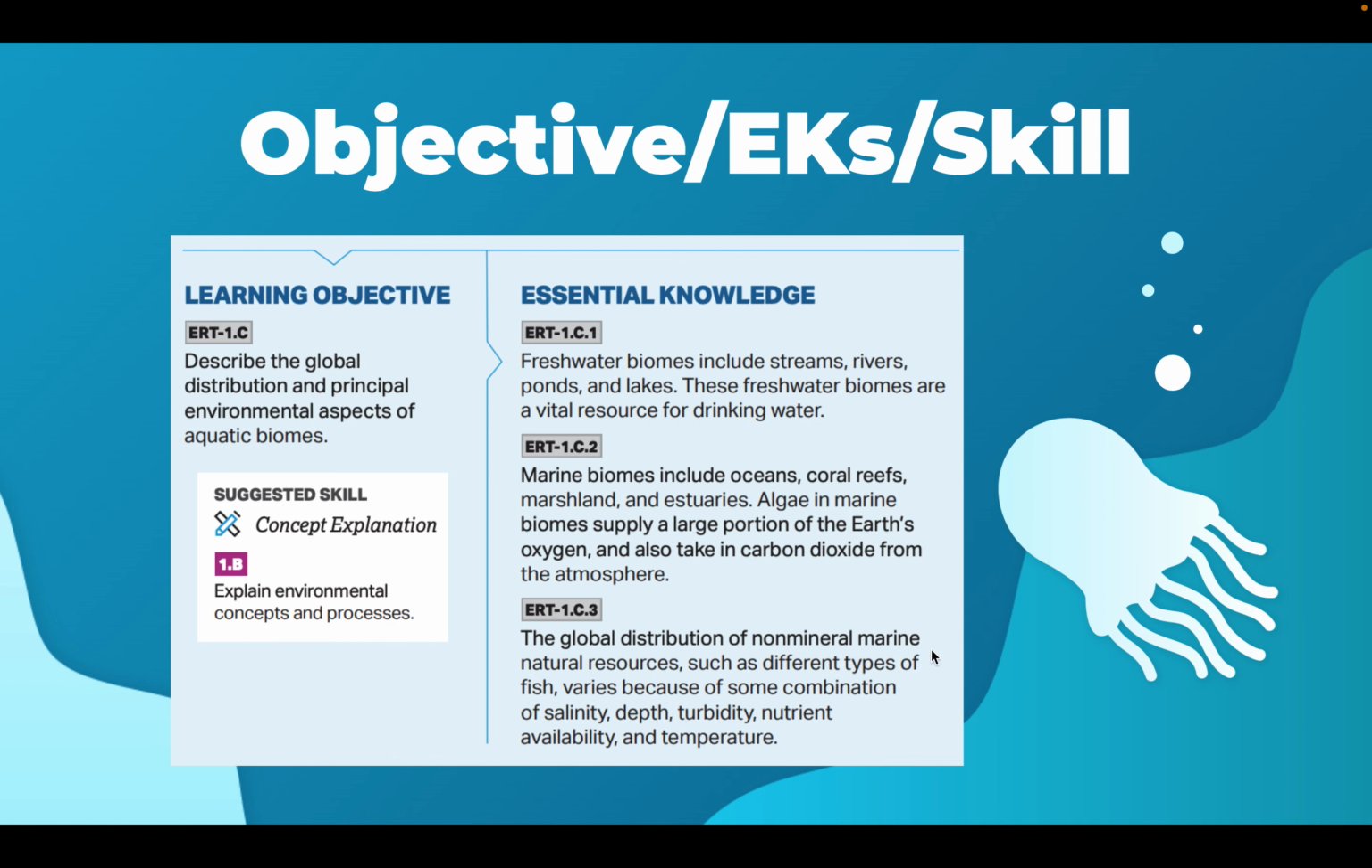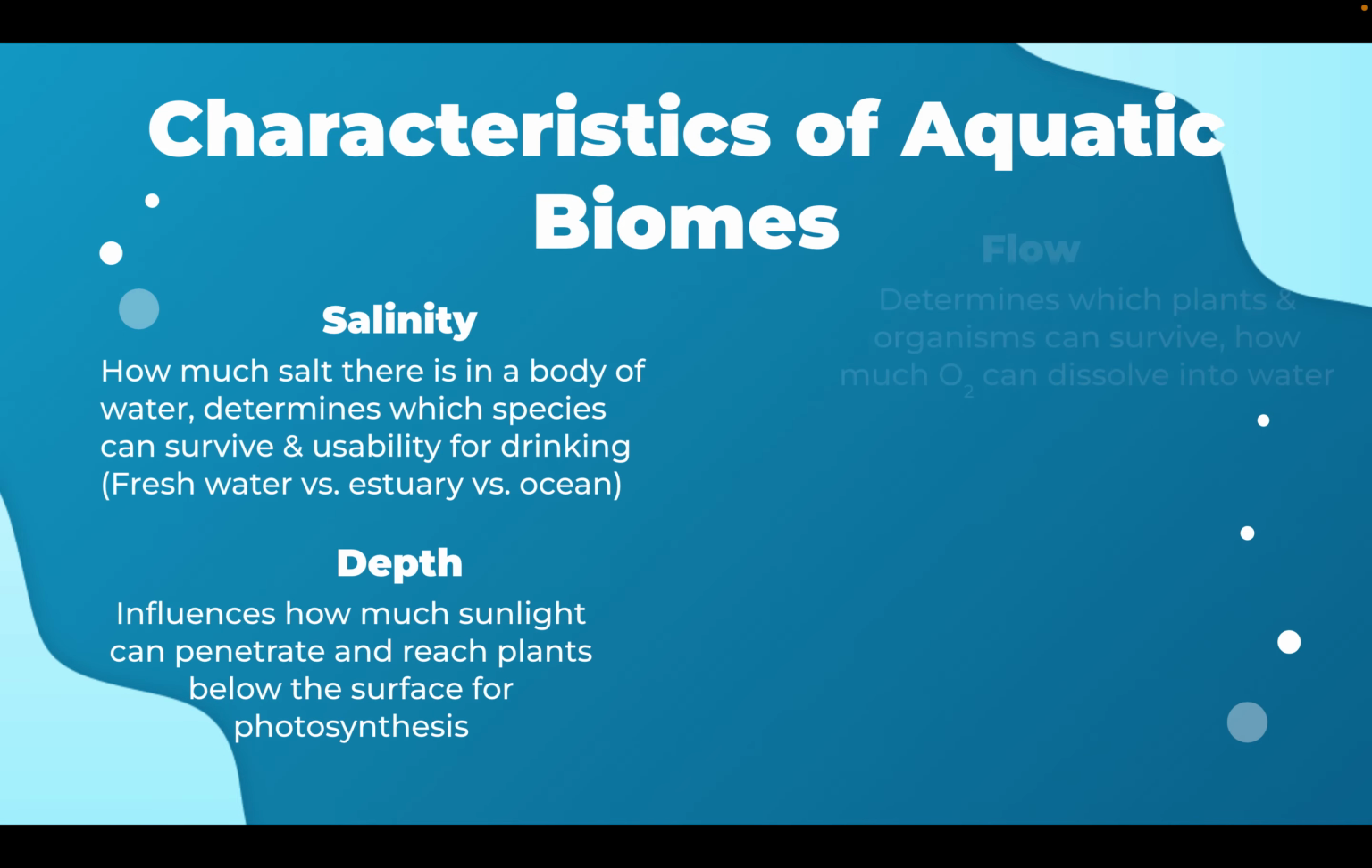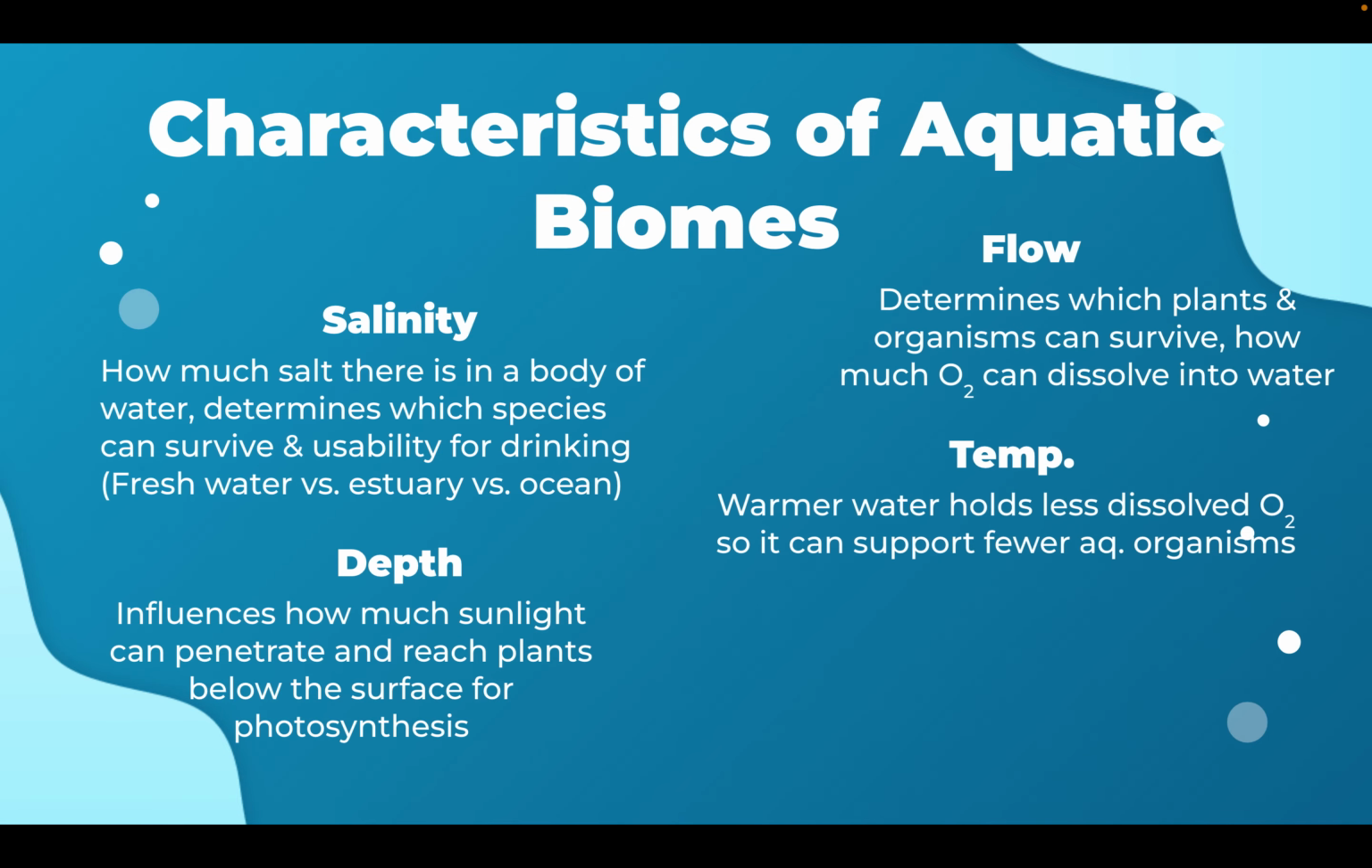The global distribution of non-mineral marine resources, natural resources, such as different types of fish, varies because of a combination of salinity, depth, turbidity, nutrient availability, and temperature. So let's talk about those characteristics. So characteristics of aquatic biomes. There are four of them here that we'll talk about. There are more listed in that definition, like something called turbidity. We're not going to talk about that really today, but we will get into all of those.